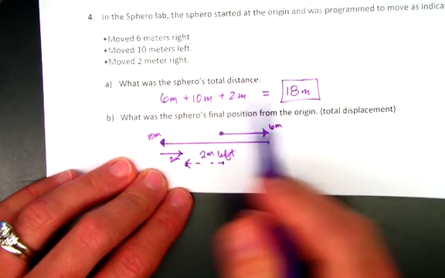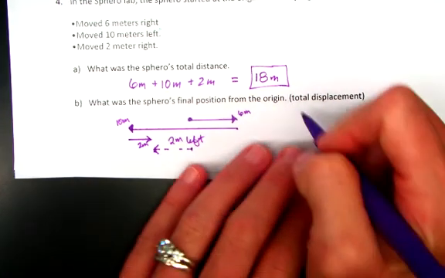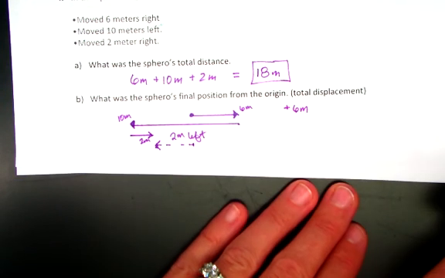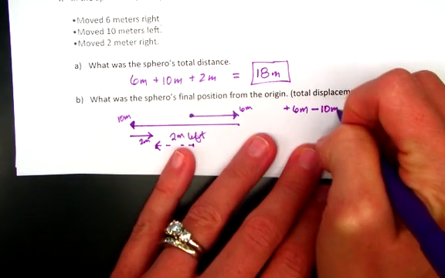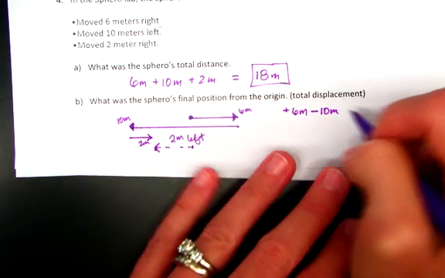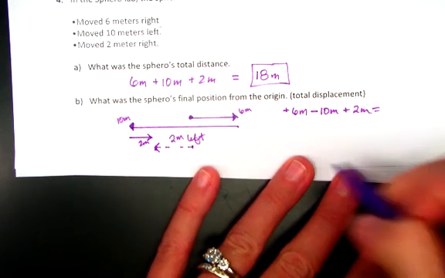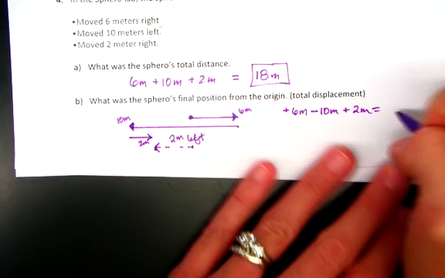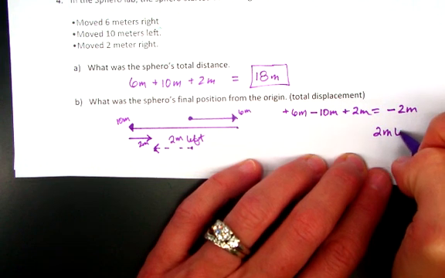Now, for a lot of you, drawing those vectors is pretty tricky. Another way we could do this is we could add all the positions in order. So I went 6 meters to the right, so that's a positive 6 meters. 10 meters to the left would be negative 10 meters. And then 2 meters to the right is positive 2 meters. So when I add that all together, I'm going to have 6, that gives me negative 4, positive 2, that's negative 2 meters, which is 2 meters to the left.